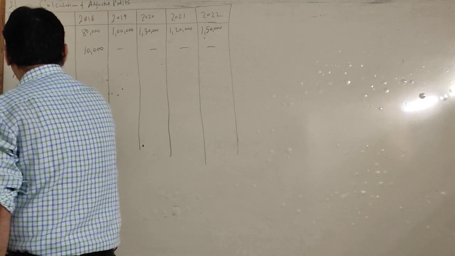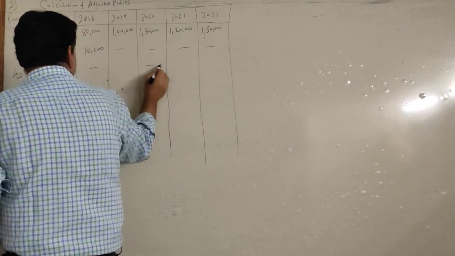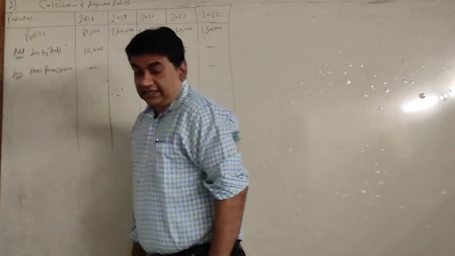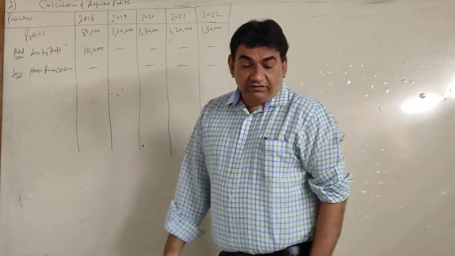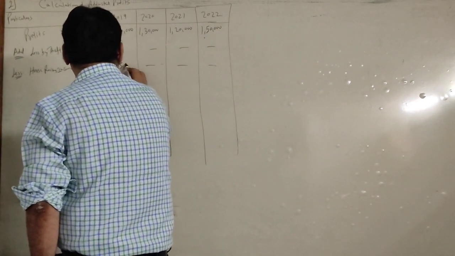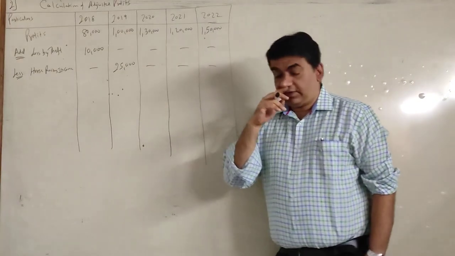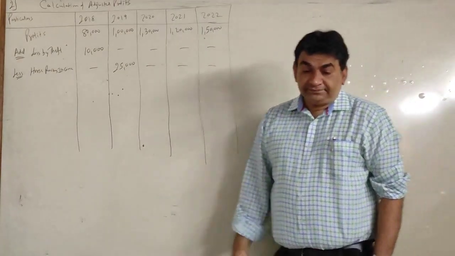Less horse racing income. Since it is connected with 2019, you will deduct it from the year 2019 only. So in 2019, 25,000.